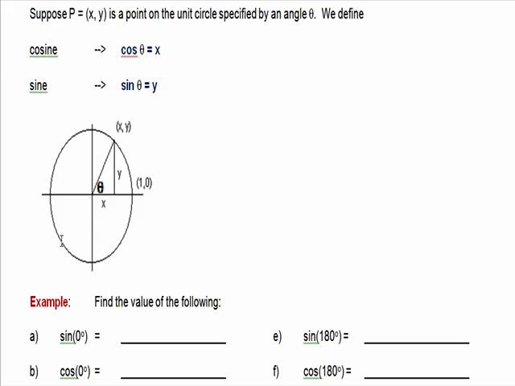So if I look at my unit circle, you'll see that I kind of drew that. And here's my angle theta, and it cuts out an angle. And there's my point xy, cosine's x, sine is y.